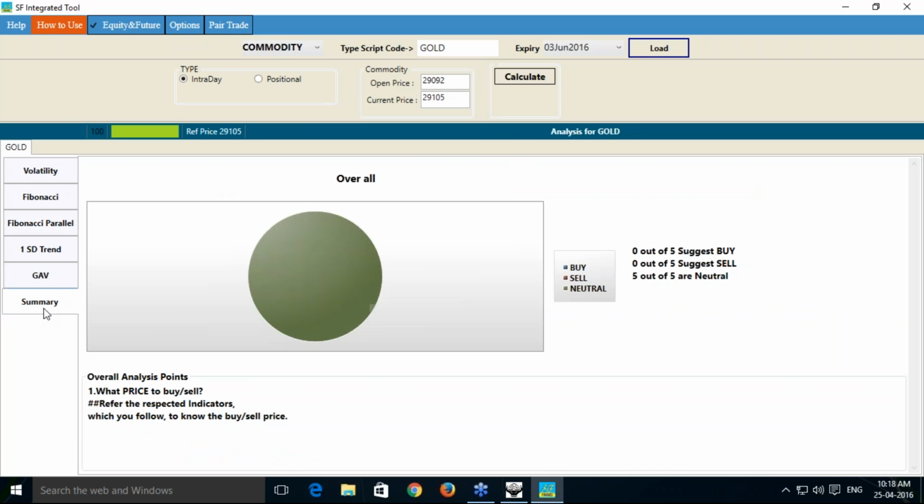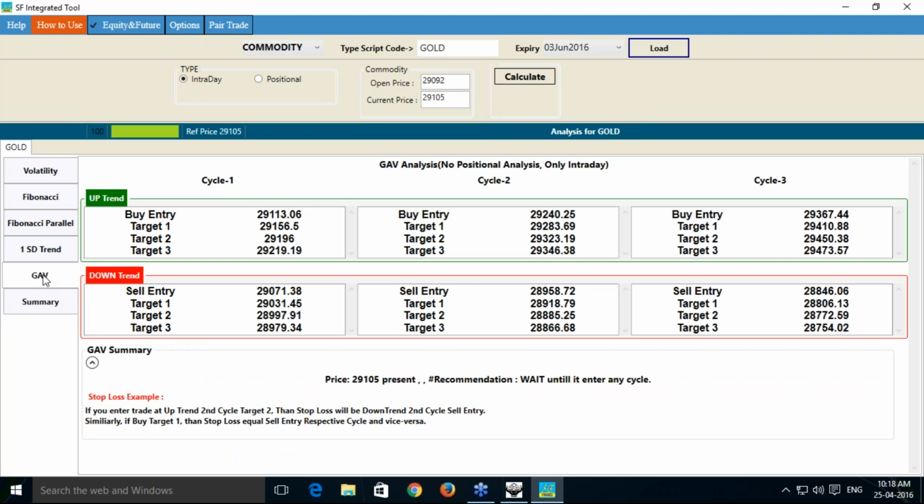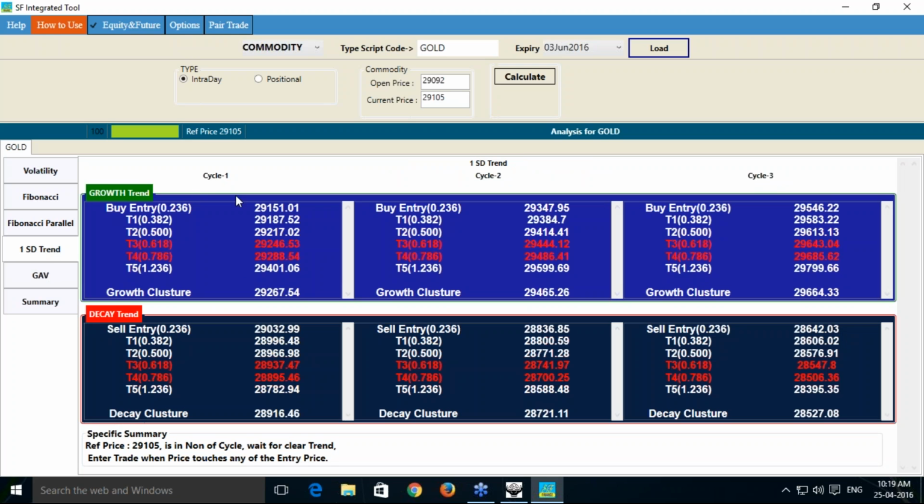Also you'll get the summary section. The summary is suggesting that most of the studies are neutral at this point of time, but this view will change once the price moves. For gold we are getting GAV analysis saying that above 29,113 you should buy, and below 29,072 you should sell. And the 1SD analysis also gives you a view: 105 is none of the cycle, so wait for 29,032 or wait for 29,152.